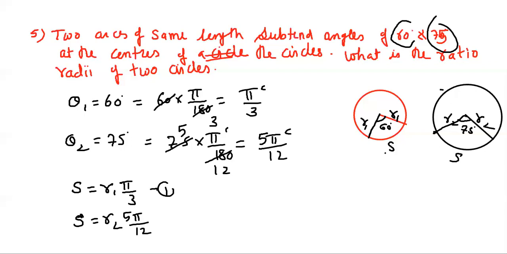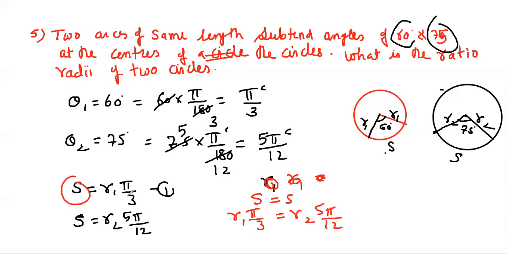Now if I take the ratio of these two things, because both are S, I will write S is equal to S, both are S. One of the S values is R1 into pi by 3. The other is R2 into 5 pi upon 12. If you can see this, this S is R1 pi by 3, and this S is R2 into 5 pi upon 12.